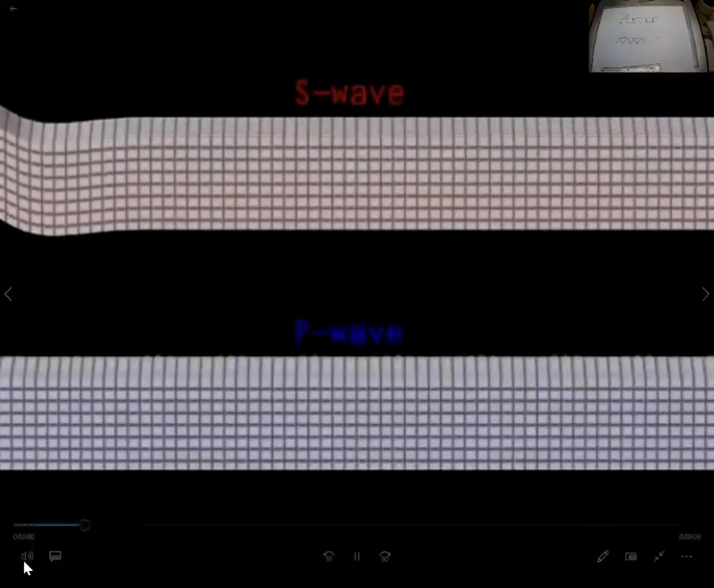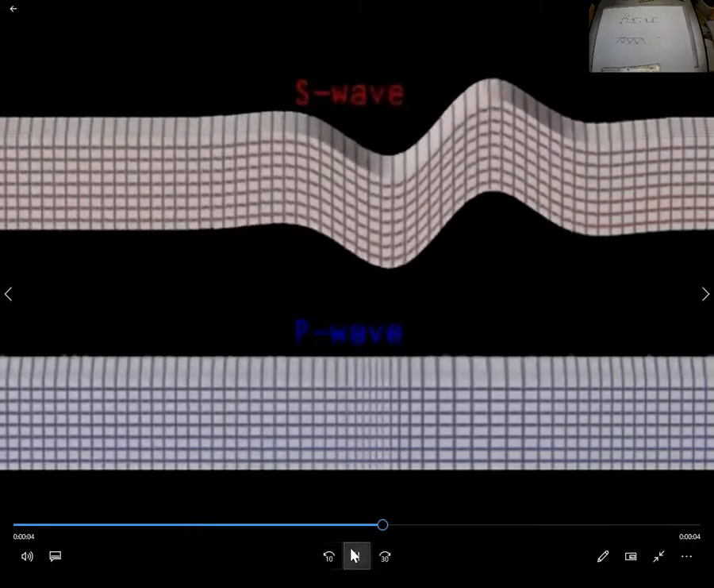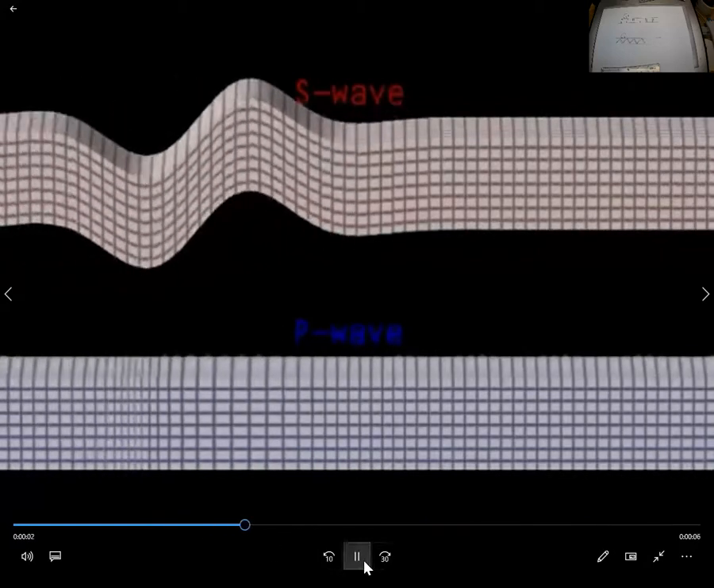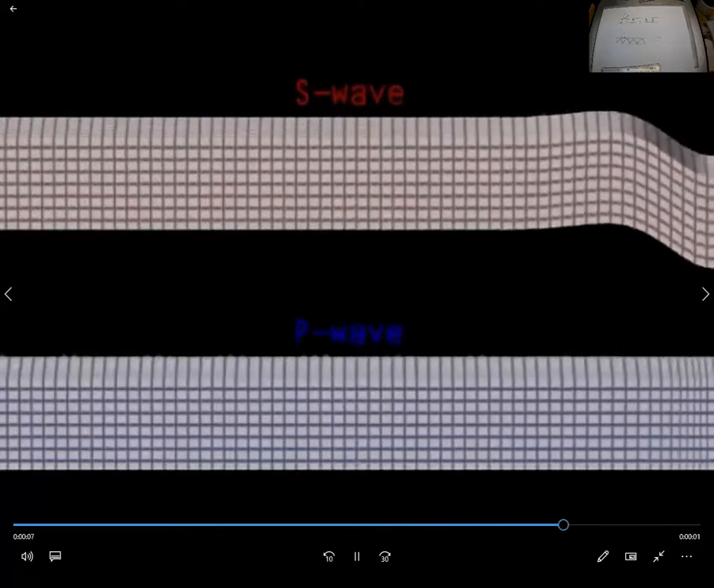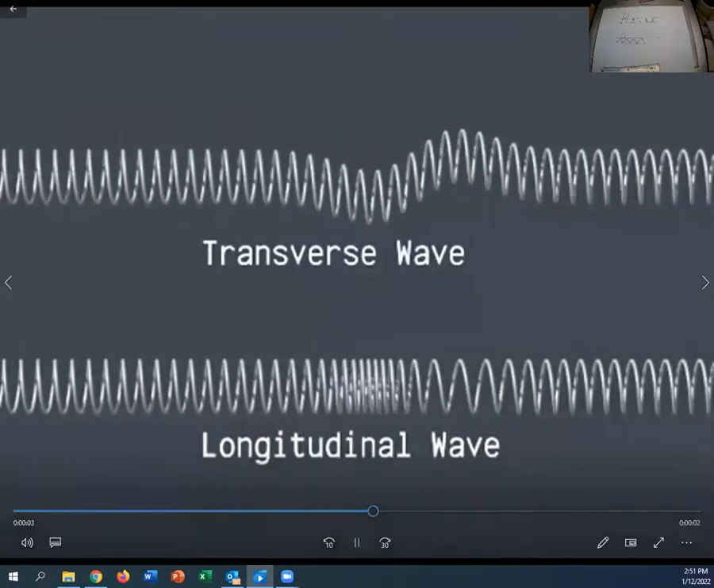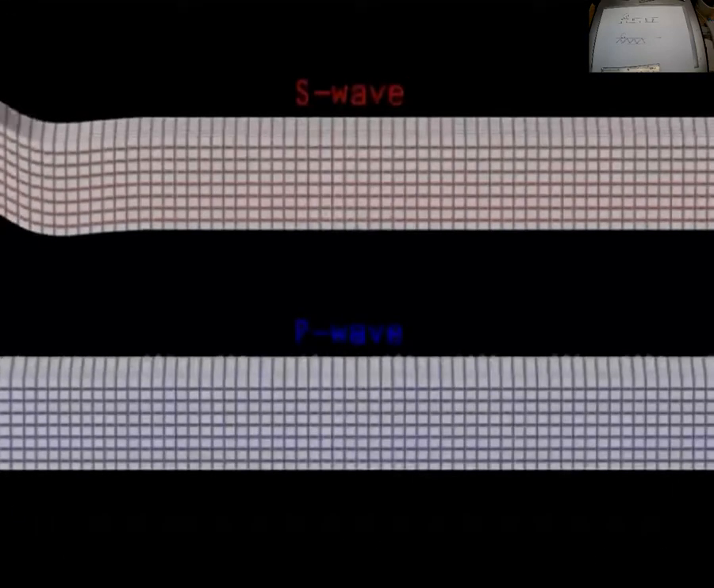It turns out that whenever you have an earthquake, there's actually 2 different kinds of waves that are sent out: P waves and S waves. This might look familiar because yesterday I played a very similar animation. You guys remember this animation from yesterday? Longitudinal waves versus transverse waves? That's what P and S are, right?